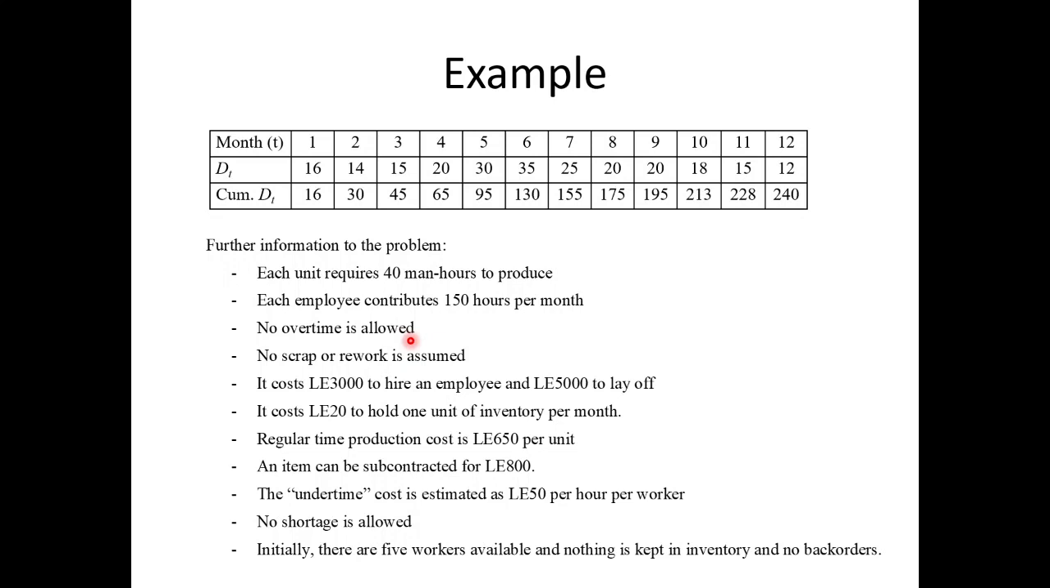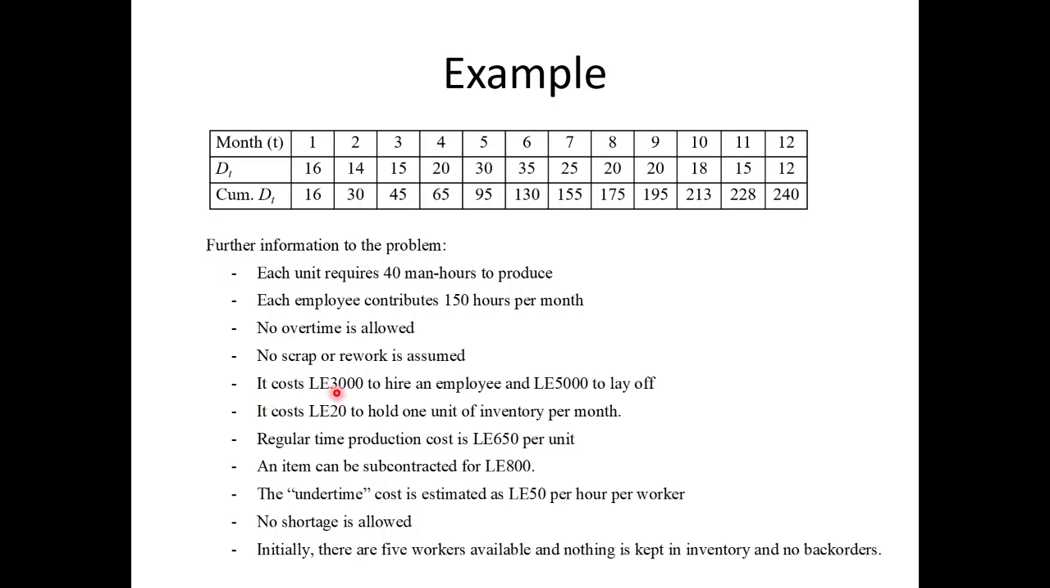This means we do not have any overtime production quantities. And we should always depend on regular time production, or we might wish to subcontract some quantities if that's permitted. No scrap or rework is assumed. This is just an assumption that the production capacity that you will have will give you the required quantities 100% of the time. So this means all the production quantity will be used. All the production capacity will be used.